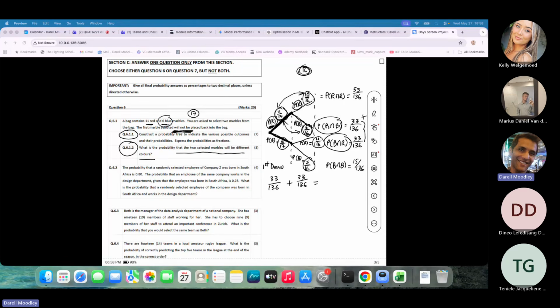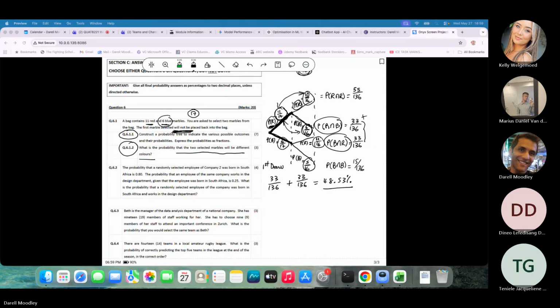I'm just going to write it as a percent. This is 48.53%. And that's your answer for 6.1.2. All right, let's move on to 6.2. So this is a different problem. I'm going to erase this. We don't need the tree anymore.